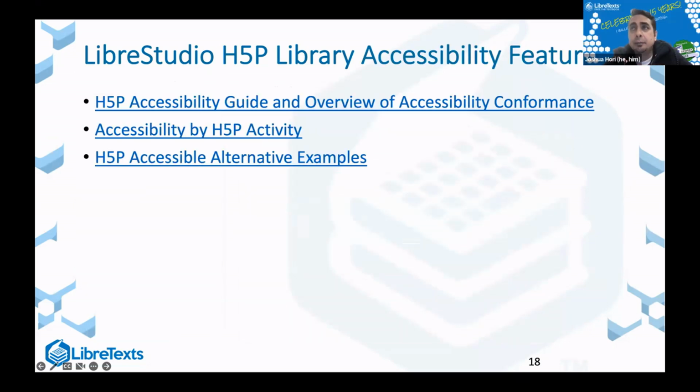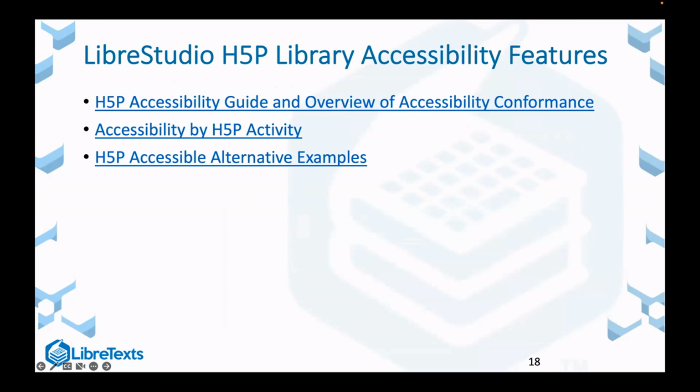Slide 18. What we're going to be talking about next are the LibreStudio H5P library accessibility features. We're going to go over some information from the H5P Accessibility Guide, an overview of the accessibility conformance of H5P activities. Also, some information about the accessibility by H5P activity, and then some examples of alternatives to provide accessible exercises still using H5P. So we have links to those three areas that we're going to be talking about on the next slides. Next slide.